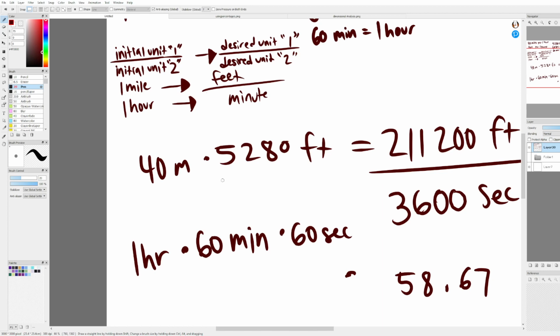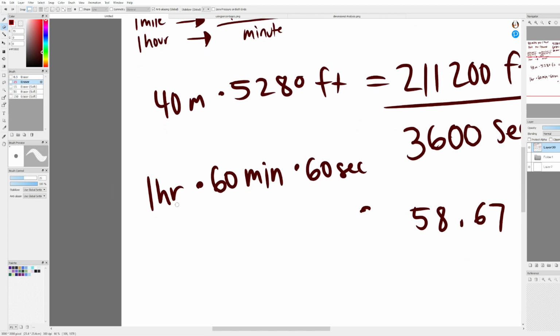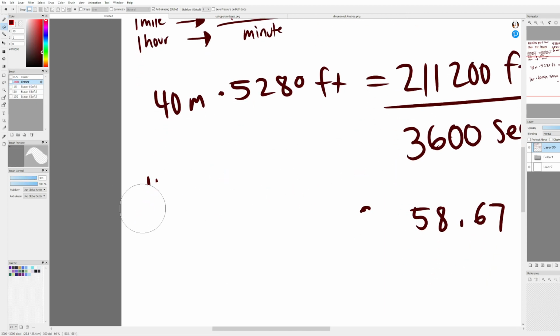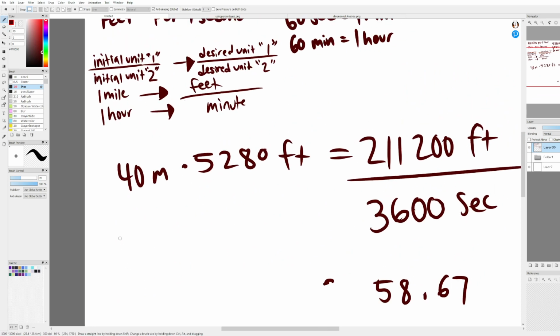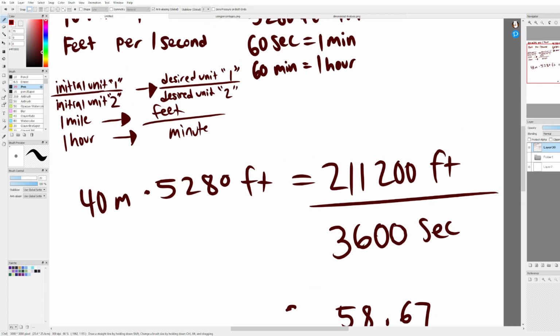The reason why I like the first method is because it helps me better know whether I'm going to be dividing or I'm going to be multiplying. Because on the flip side, if I was going from seconds to an hour, I'd have to divide by 60 twice instead, which would give you a completely different number.